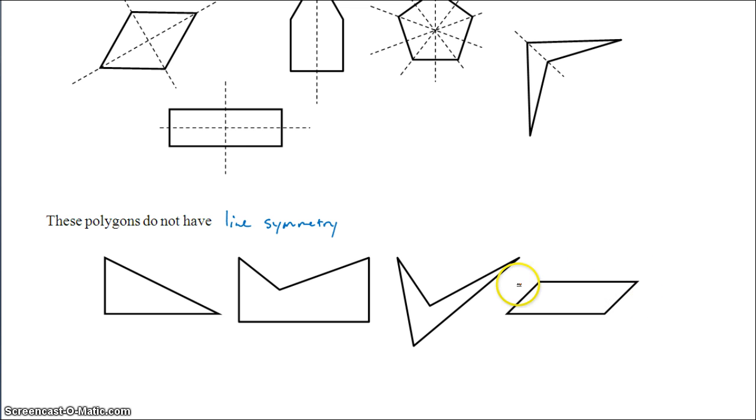Now be careful. This last polygon right here looks like it should have line symmetry. It looks like I should be able to draw a line like this and have line symmetry. But if you look, these two halves are actually congruent to each other. They're just not reflections of each other. So this triangle and this triangle are congruent to each other. They're just not reflections. So this shape has symmetry, but the symmetry that this shape has is rotational symmetry. Rotational symmetry is not the same as line symmetry.